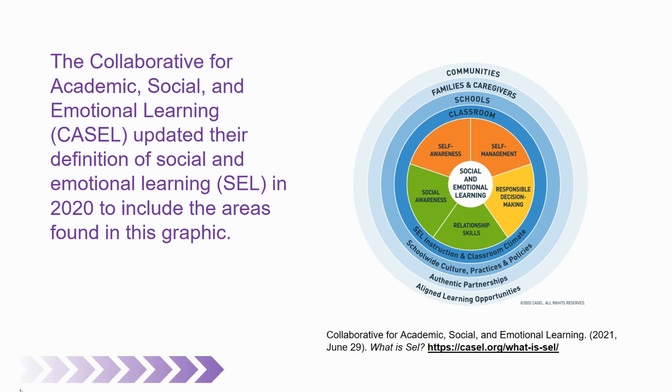You can see in orange self-awareness and self-management. These are skills that require us to look within. Responsible decision making requires us to look in, but it also requires us to understand how we interact with others. Green involves others specifically. It's the development of relationship skills and social awareness.